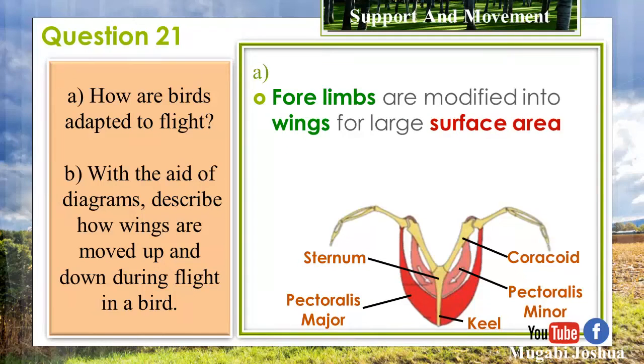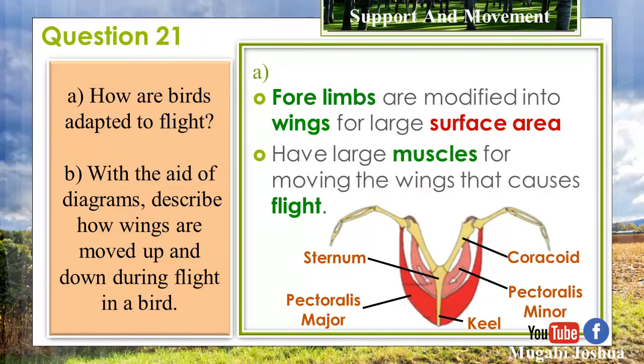The forelimbs are modified into wings for large surface area. They have large muscles for moving the wings that cause flight.